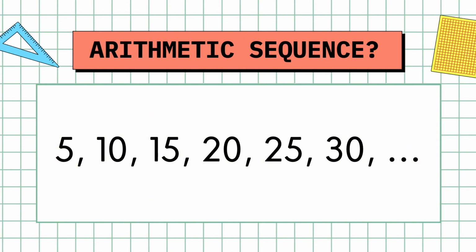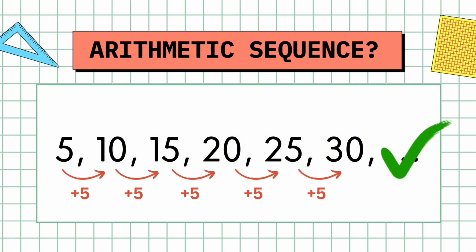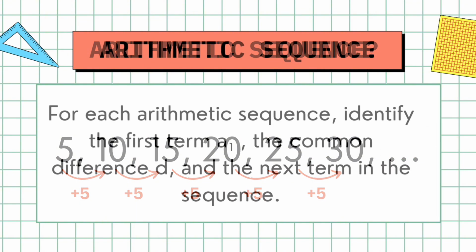Next, we have 5, 10, 15, 20, 25, and 30. As you can all guess, these are multiples of 5. So we can assume that our constant difference is... Nice one! The constant difference is 5. And this is also an arithmetic sequence because it has a common difference. So we can have 5 plus 5 is 10, and 10 plus 5 is 15.